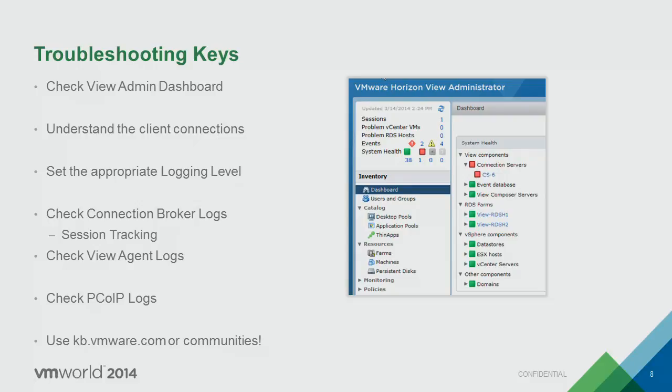So, some of the troubleshooting keys. We provide a lot of utilities for you to be able to troubleshoot within View, but a good place to start is the dashboard, making sure that you check the status of things within the environment. Now with the latest version of View, we show things like the status of the RDS farm, as well as cloud pod architecture. If you have multiple pods joined, you can see all those things and the health, the status of things currently right on the dashboard.